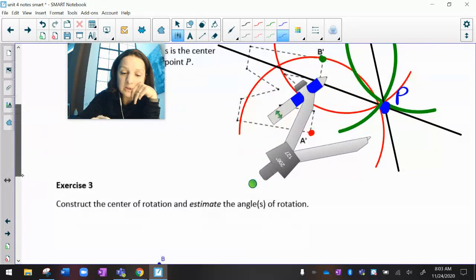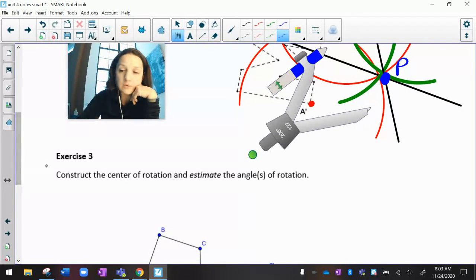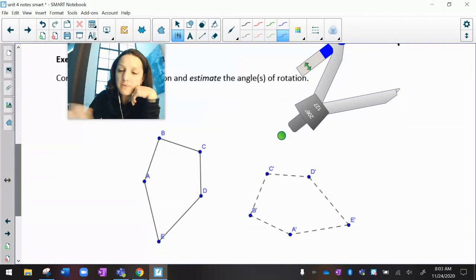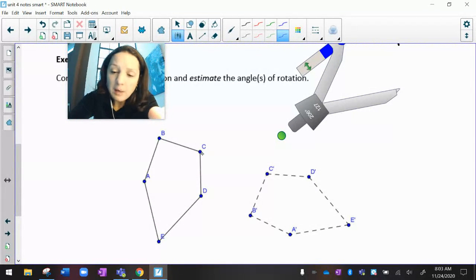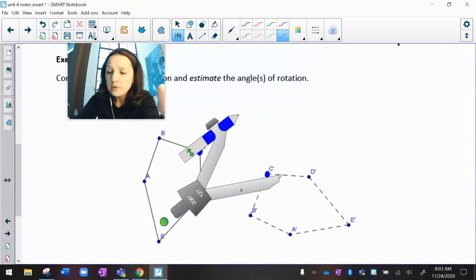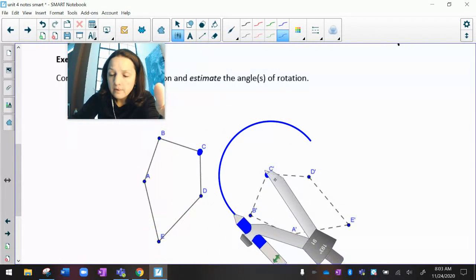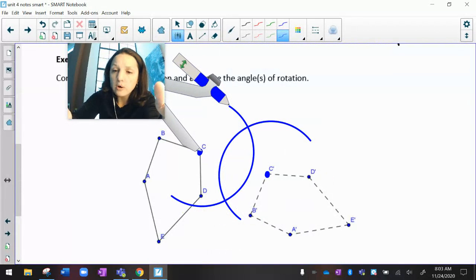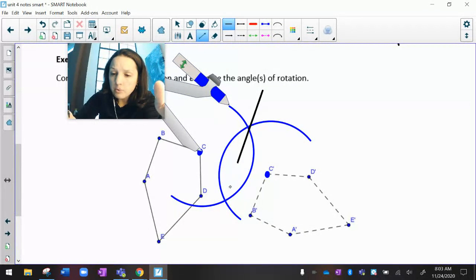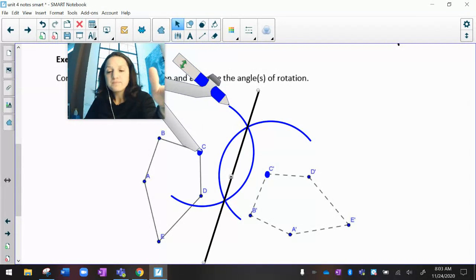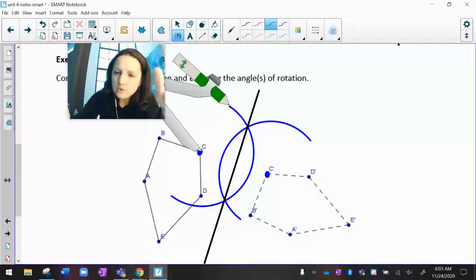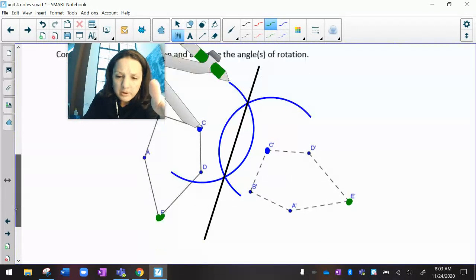All right, and then down here it says construct the center of rotation and estimate the angle of rotation. Okay, so same thing we've done before. So if I need the center of rotation for these two things, I'm going to just grab 2 points. Doesn't matter which two, as long as they're corresponding. So I'm going to grab C and C prime. And then I'm going to do the perpendicular bisector. So I'm going to open more than halfway and draw 2 arcs so that they crisscross. Here's perpendicular bisector number 1. Oh, that's a little off here. There we go. Now I need 2 other points, so let's do, I don't know, how about E and E prime? I'll do the perpendicular bisector of those.